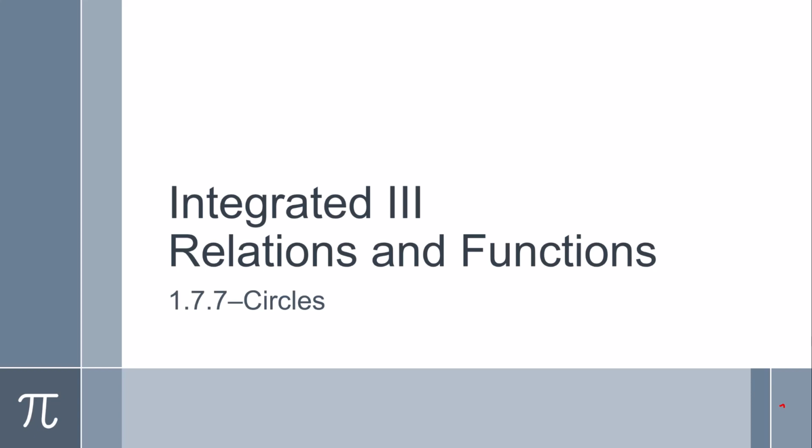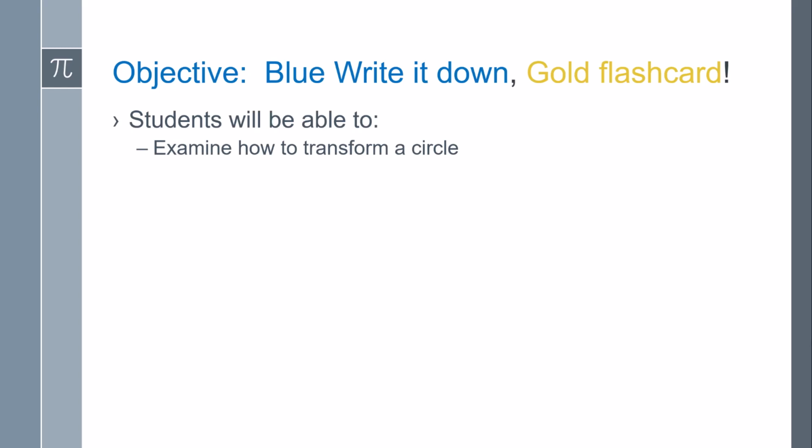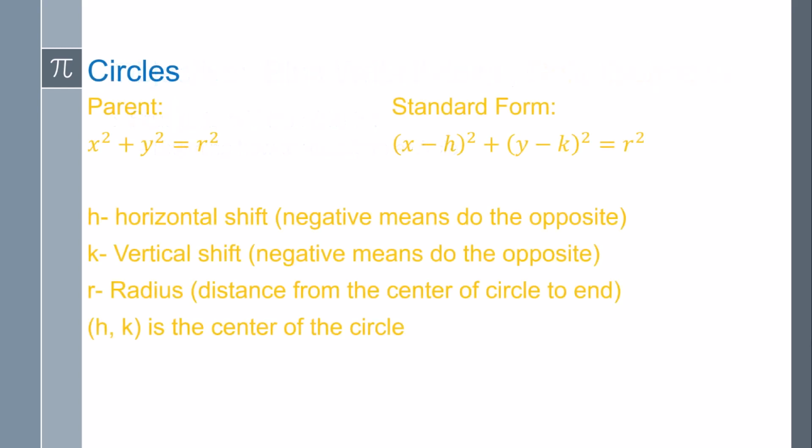This is section 177. We're going to take a look at circles. We're going to examine how to transform a circle. So we're used to the horizontal shift, we're used to the vertical shift. It's all going to be the same thing, except now we're talking about a circle.